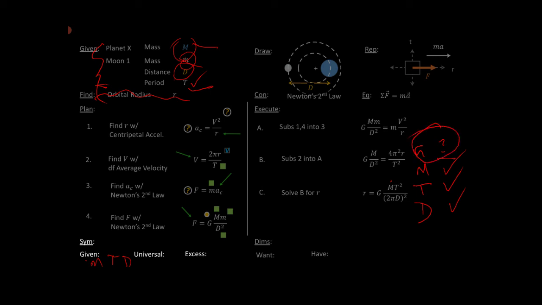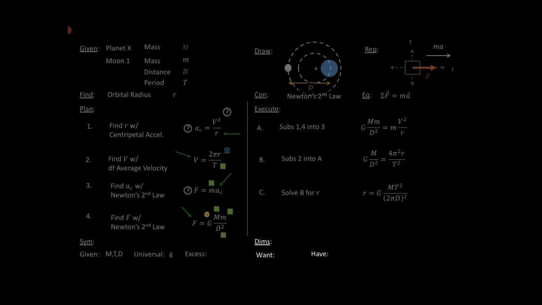About big G? Is it universal? Is it something we can assume? Is it something we can look up? Yes. So it goes there. And then that means we've got all those. We're good. So that, at least as a check, that's good. If that was wrong, we'd know we were wrong. Doesn't mean we're right, but it means we're not so wrong.